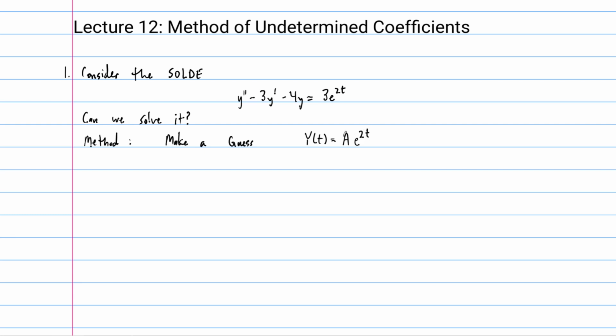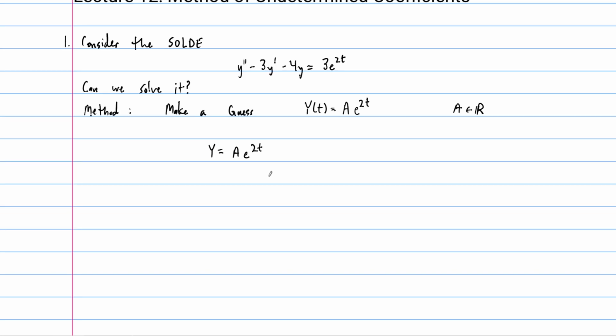So let's check it then. If this is really going to be a solution of this differential equation, then we have to take the derivatives and plug into the equation. So I'm going to rewrite everything here. A is a constant, a real number that we're going to determine as part of our solution here. So capital Y is just going to be a e to the 2t.